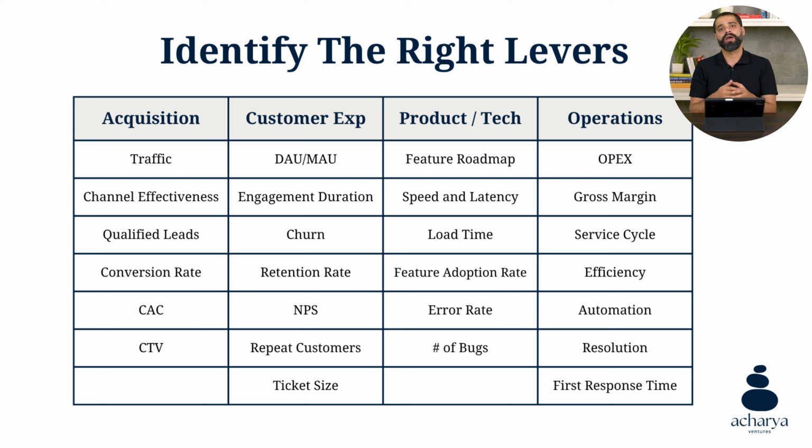When we talk about product development or tech, you can have KPIs in terms of the feature roadmap with deadlines assigned, and you can keep a track whether the feature development is on track or not. You could understand the speed, latency, the load time of your site, adoption rate of your features, error rates, the number of bugs that are there in your product. So all of these things, again, you can track.